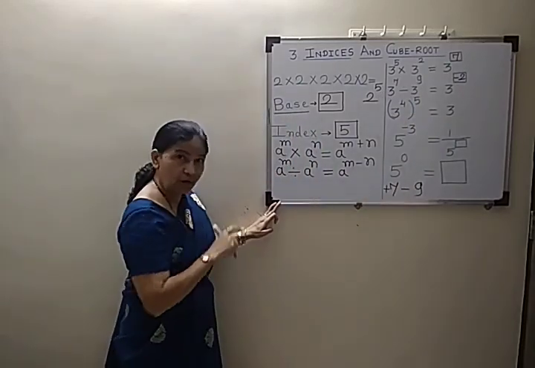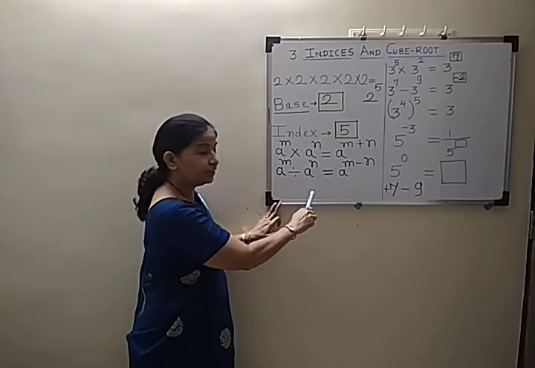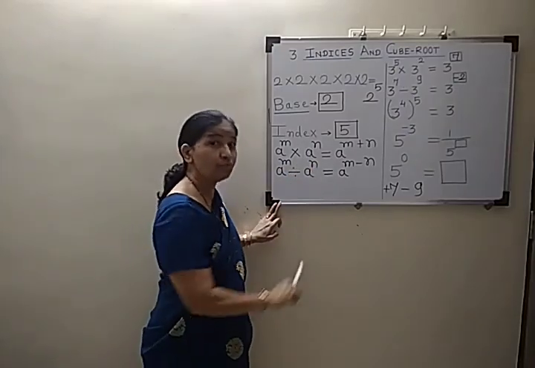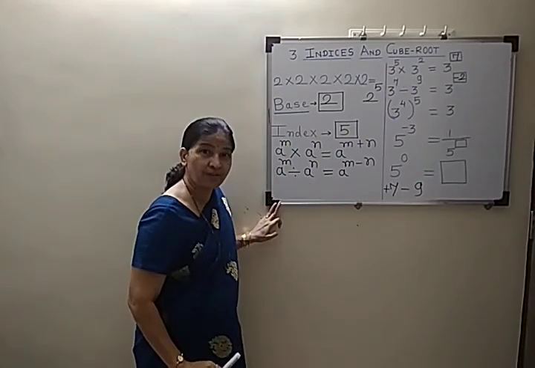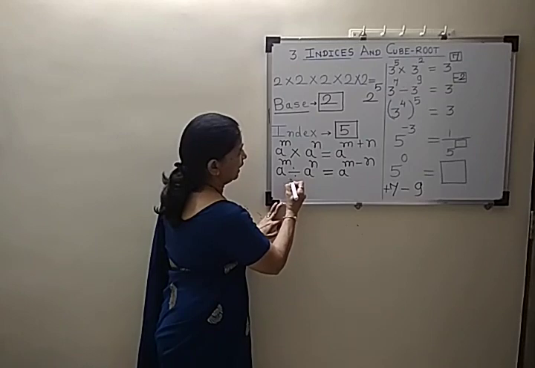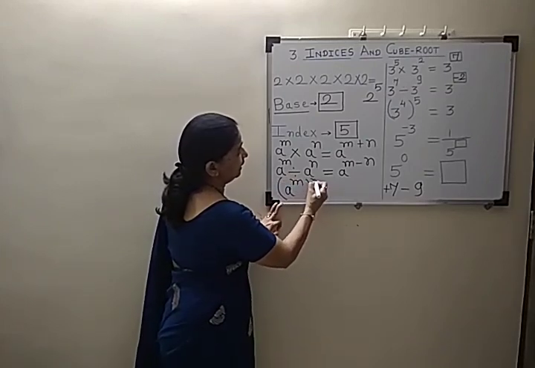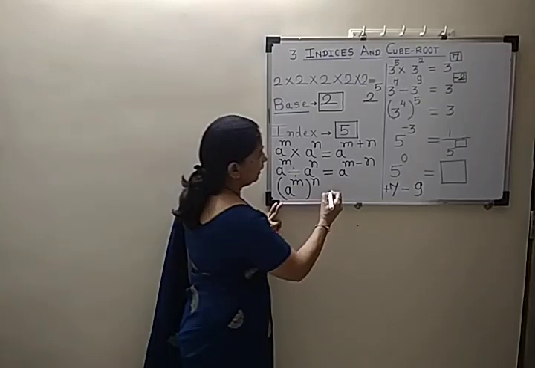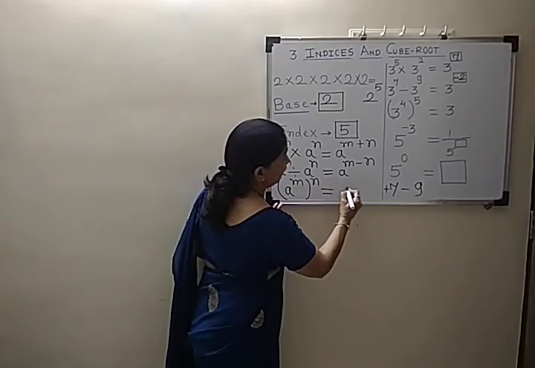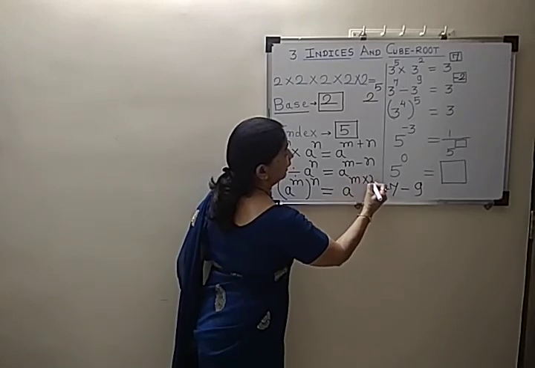Here that third rule we will revise. Remember these rules we have studied in 7th standard. So a raised to m, bracket raised to n, is equal to a raised to m into n, or mn.